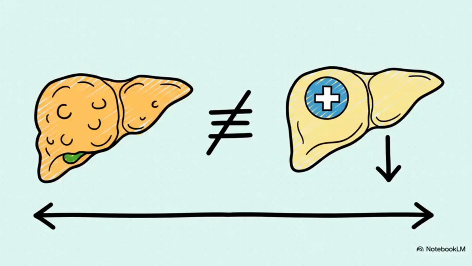Now watch out for this classic exam trap. Examiners love testing this. Cirrhosis and chronic liver failure are highly associated, absolutely, but they are completely not synonymous. Not all end-stage chronic liver disease is cirrhotic, and just having cirrhosis doesn't guarantee you have chronic liver failure. It's very much a spectrum.